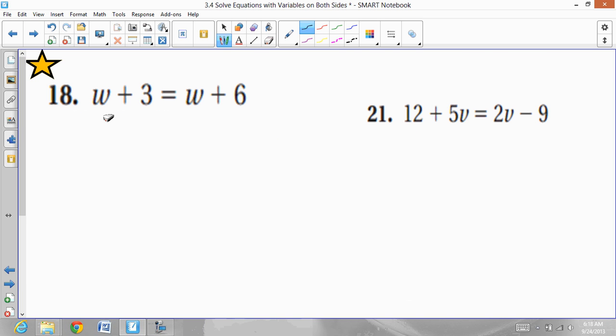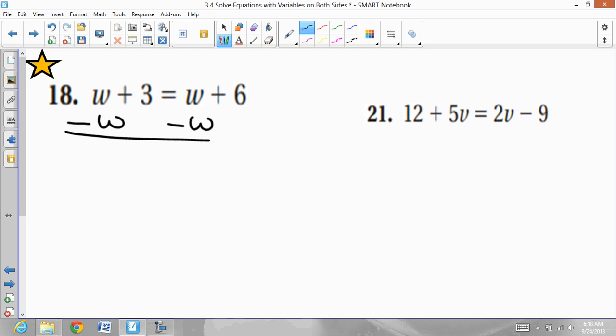Focus on question number 18. W plus 3 equals W plus 6. Now, remember, you cannot have variables on the left side of the equal sign and the right side of the equal sign. You got to have them only on one side. So let me try and bring this W to the other side by doing the opposite.